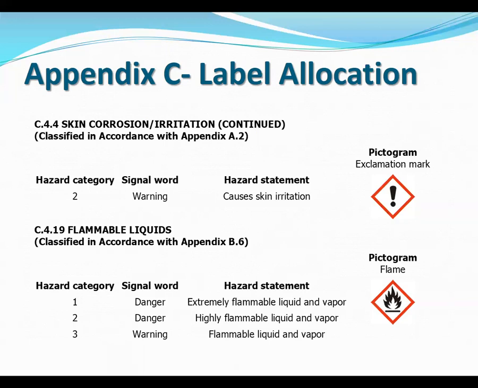Flammable liquids. They have categories 1, 2, and 3, 1 being the more severe. Signal words of danger for categories 1 and 2. Your statements are extremely or highly flammable liquid and vapors. Your category 3 has a signal word of warning with a flammable liquid and vapor hazard statement. All 3 of these would still have the flame pictogram.